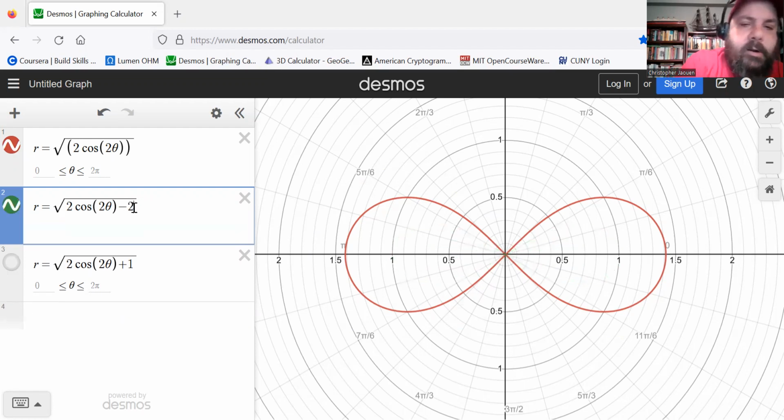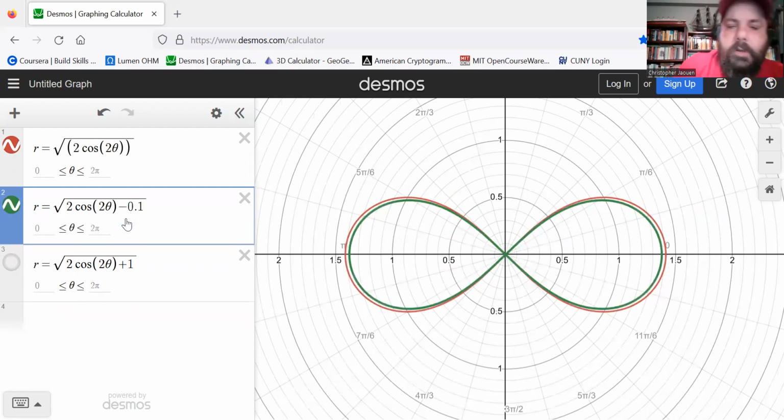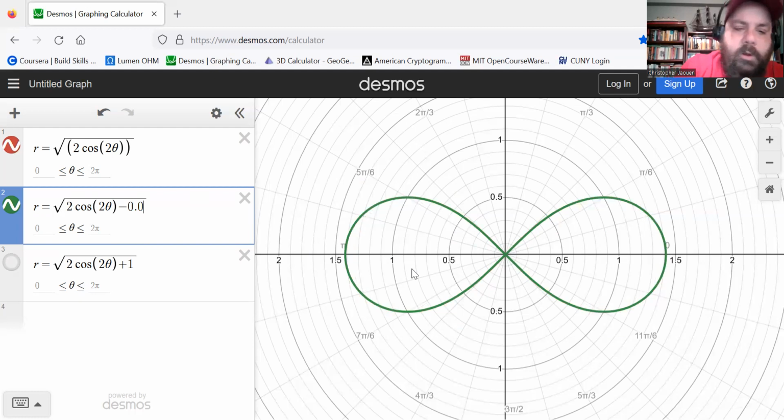You can't make it bigger than or equal to 2, though. Notice that it doesn't even give you a curve, and that's because for all values of theta, 2 cosine 2 theta minus something bigger than or equal to 2 will either give you 0 or will give you a negative number. So the curve doesn't exist for those values. But if you make it small, let's say 0.01, notice that the curve gets closer and closer to the red curve. So if I make it 0.1, or maybe 0.01, notice it gets really close to the red curve there.